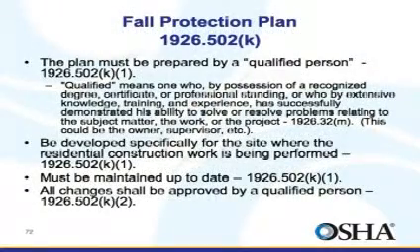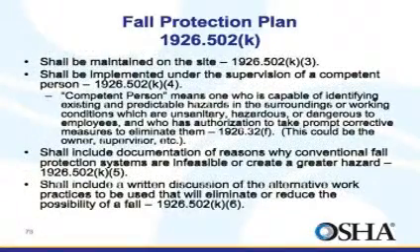The plan must be prepared by a qualified person. Now, this could be the owner, supervisor, or worker, as long as they possess the knowledge, training, and experience, and have successfully demonstrated the ability to solve or resolve problems relating to fall protection. And all changes to the plan must be approved by the qualified person. The plan must be maintained on site and be implemented under the supervision of a competent person. A competent person means a person who is capable of identifying existing and predictable hazards and has the authority to take action to eliminate them.